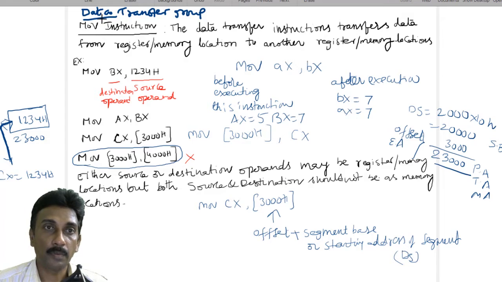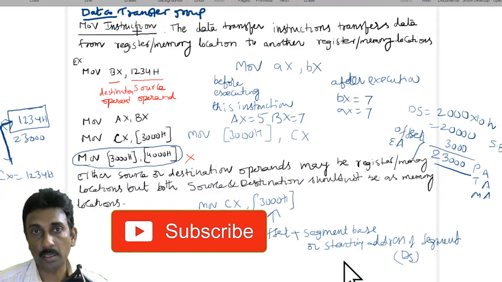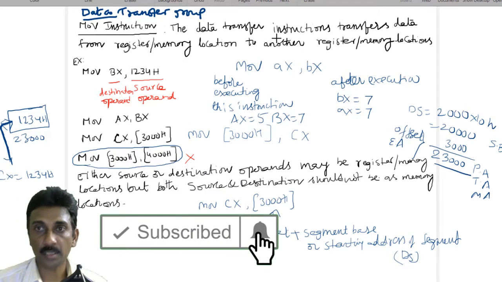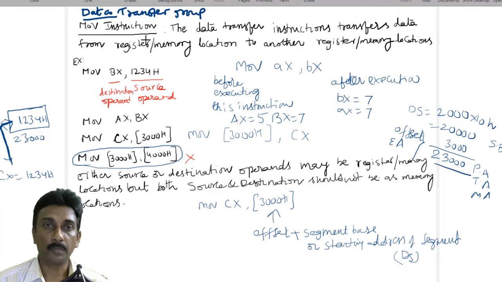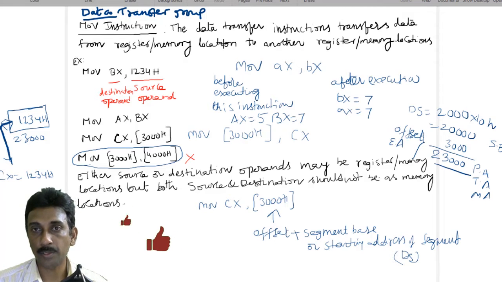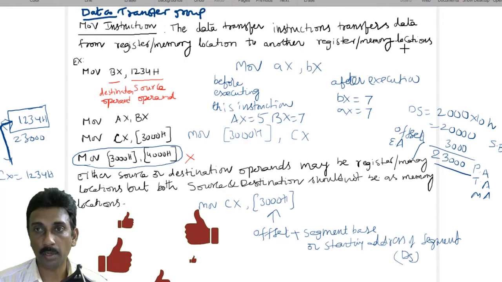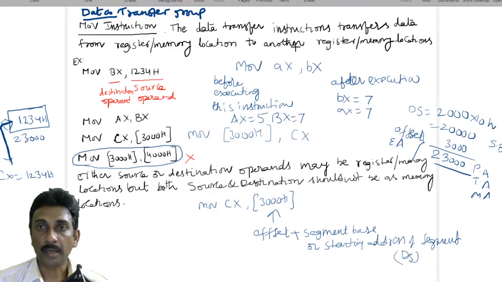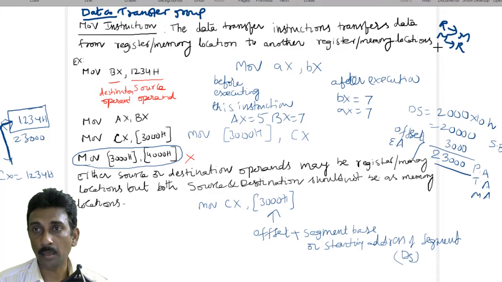In this episode, we will discuss the data transfer group. In this data transfer group, we have a move instruction. The data transfer instructions transfer the data from register or memory locations to another register or memory locations. This means that the data may be transferred from register to memory, memory to register, or register to register. But it is not possible memory to memory.